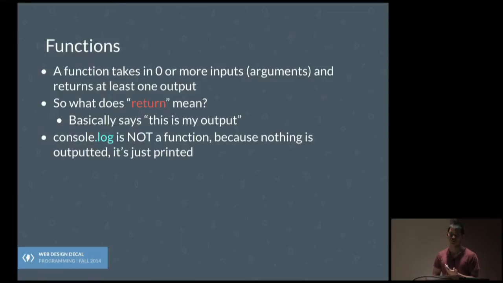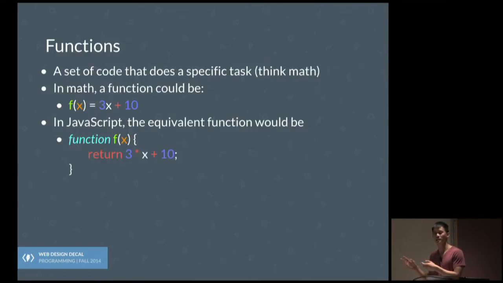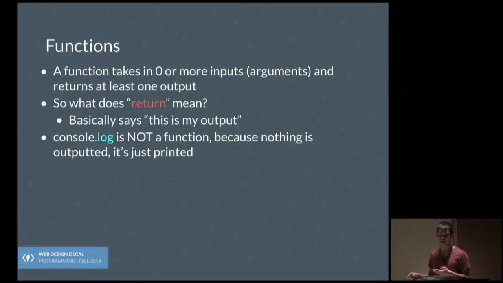And so, functions don't necessarily have to take in values. They don't necessarily have to have inputs. So whereas in the previous example, x was the input, what's given in, it doesn't necessarily have to take in anything. It could be like a 0 input function. But it always has at least one output.